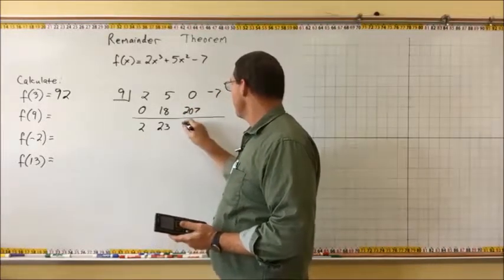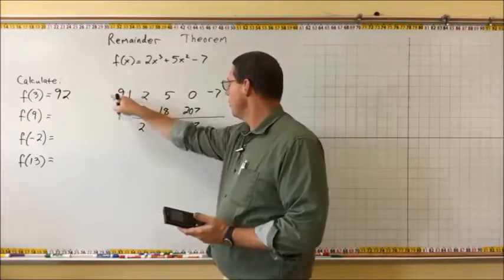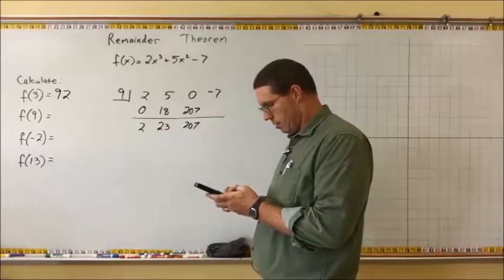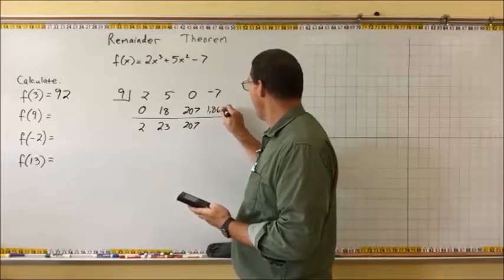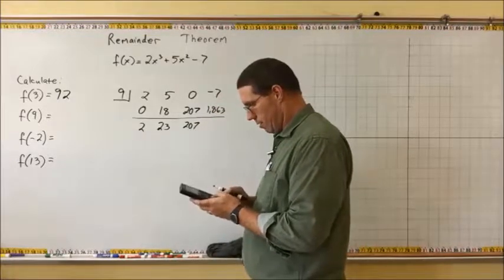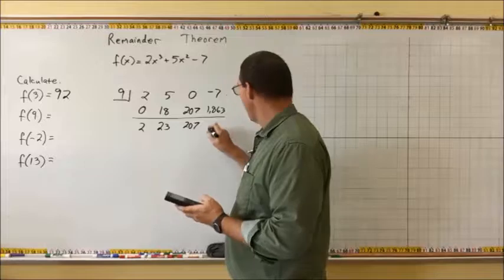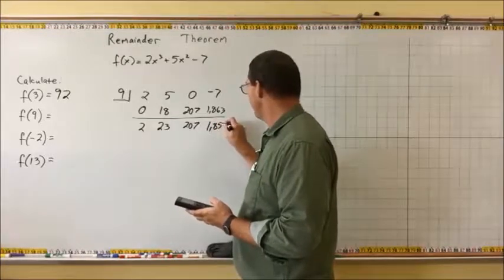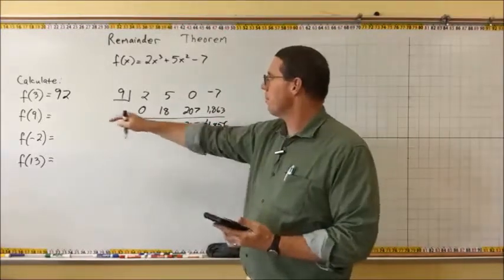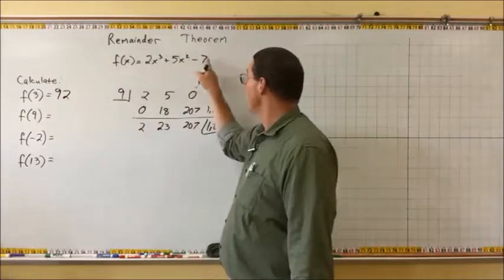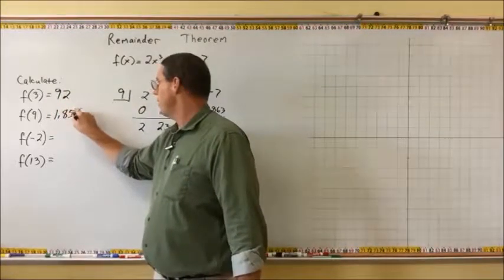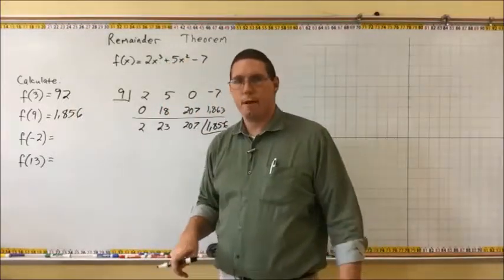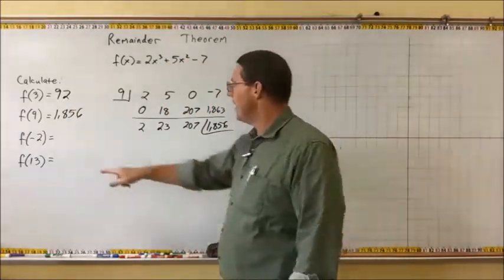207 plus 0 is 207. 207 times 9 is 1,863. Minus 7 is 1,856. And so, if you were to plug a 9 in up here, you would get 1,856.